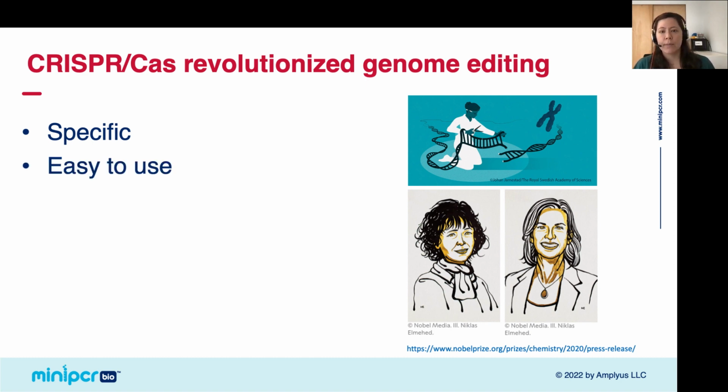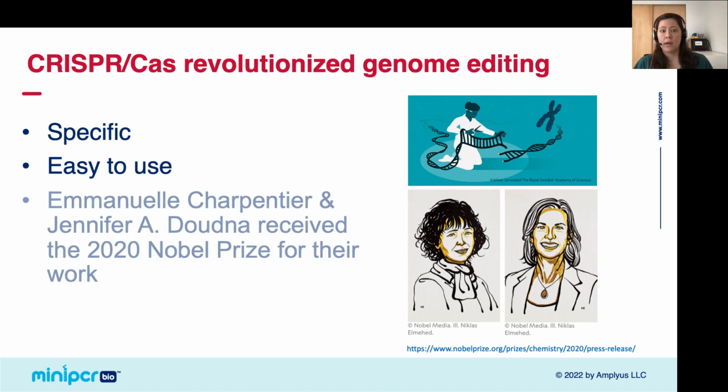Second, compared to older methods of genome editing, CRISPR-Cas is pretty easy to use. I can't overstate the importance of the application of CRISPR-Cas to the field of genome editing, and in recognition for their contributions, two scientists that pioneered the technique were awarded the 2020 Nobel Prize in Chemistry.